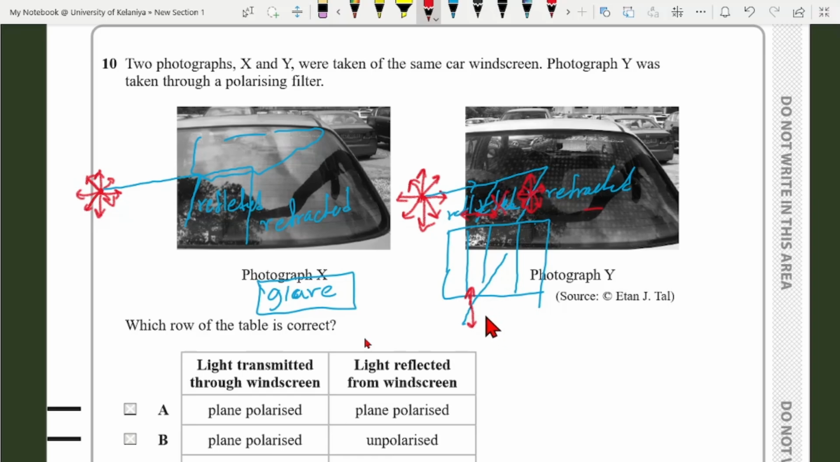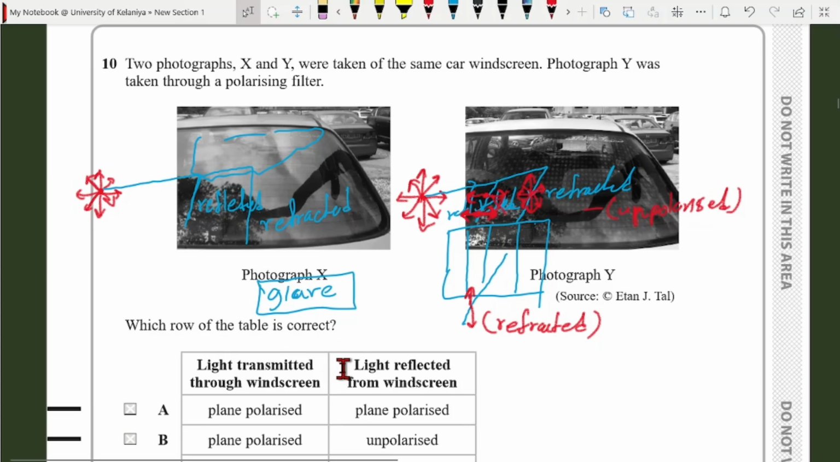So this is what we call refracted light, right? If they can pass through this polarizing filter, they are unpolarized. If the reflected light cannot pass through this polarizing filter, they are plane polarized. That's why they can't pass through this polarizing filter. They are blocked by this one. That's why we don't see any glare, and that's why we can see inside the car.